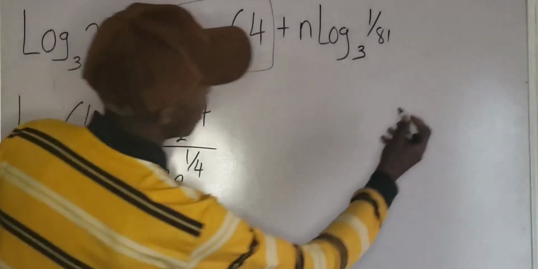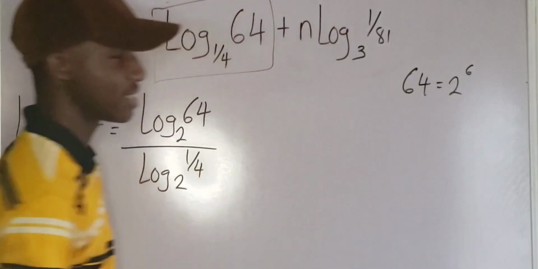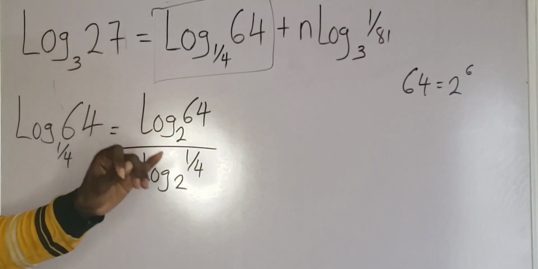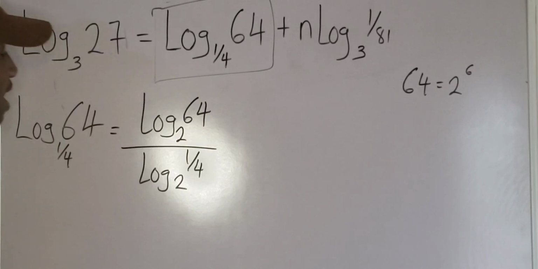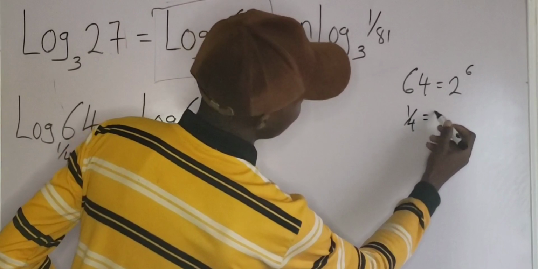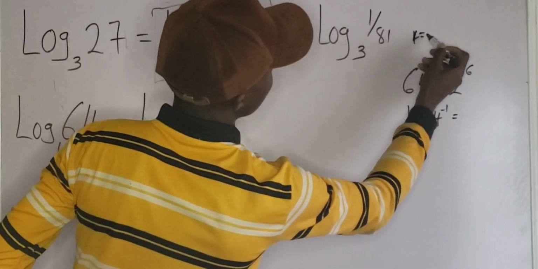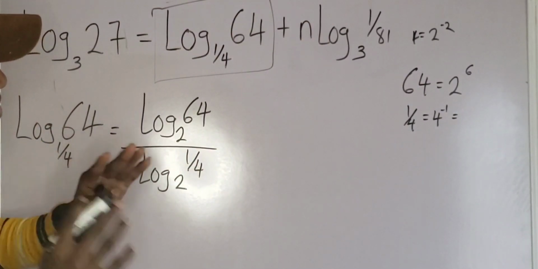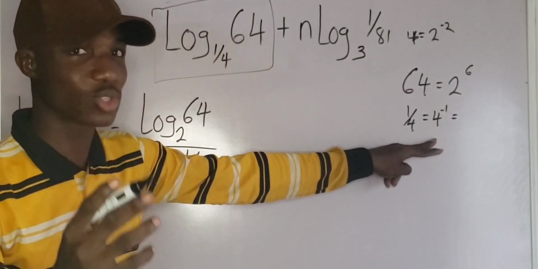Don't forget that 64 can be written as 2 raised to the power of 6. That is 2 times 2, 4, 4 times 2, 8, 8 times 2, 16, 16 times 2, 32, 32 times 2, 64. Do you understand? Okay, and also don't forget that 1/4 can be written as 4 raised to the power of -1, and 4 can be written as 2 raised to the power of 2. Please, I want you to understand, okay? This is very simple. The inverse of 4 can be written like this according to the laws of indices.